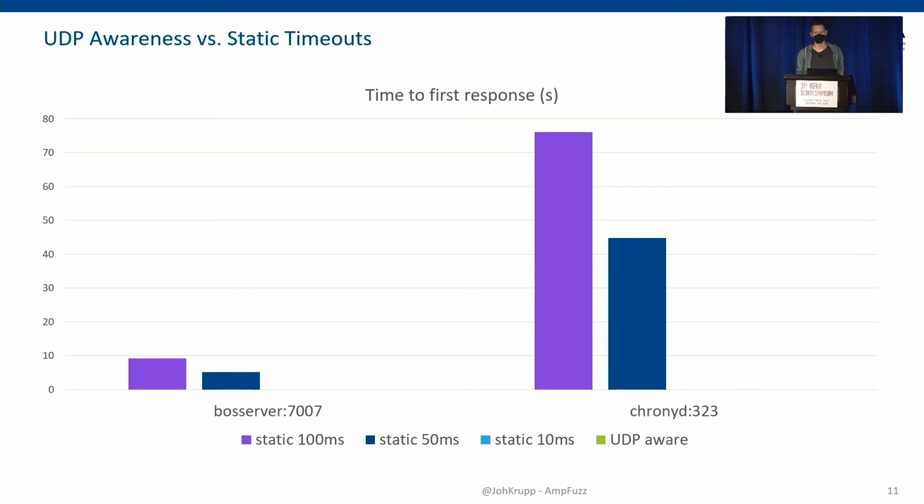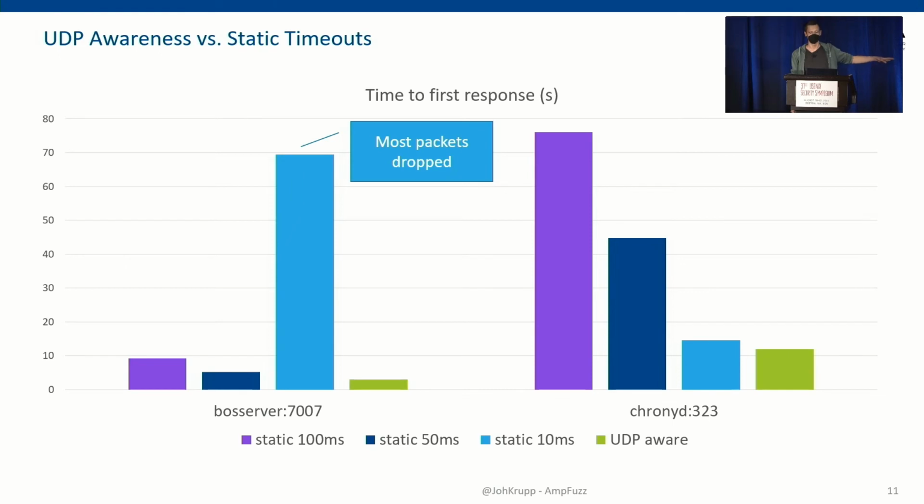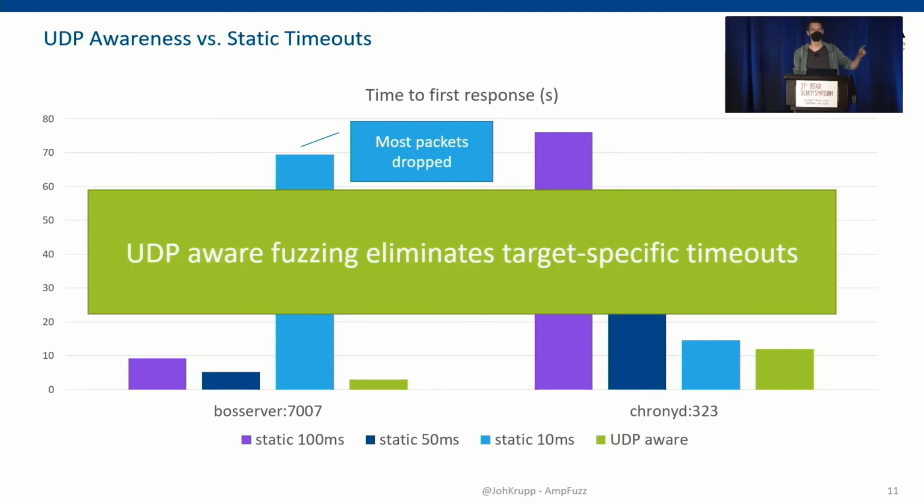Reducing the timeout even further, though, we see something interesting happening. With a static timeout of 10 milliseconds, we see that the second target still decreases the fuzzing time. However, in the first instance, we're now way up to 70 seconds. And this actually happens because most of the packets in this instance are now dropped, because they were either sent too early or we terminate the program before it was able to send us a response. And this also highlights why our UDP-aware instrumentation is so important. Because with UDP-aware instrumentation, we don't need to have a target-specific timeout, and we're faster in both instances. So UDP-aware fuzzing eliminates the need for target-specific timeouts.